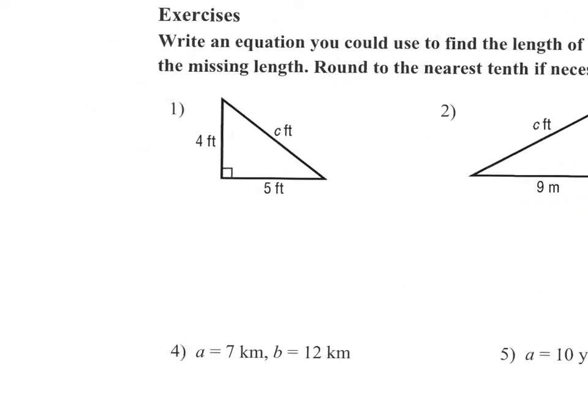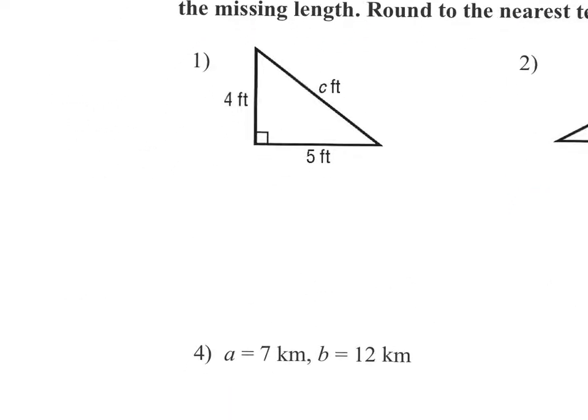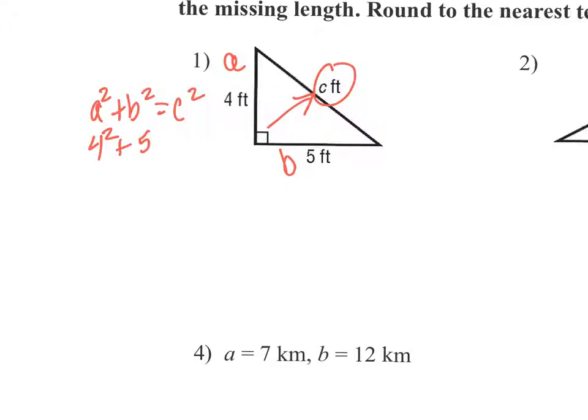Okay, so some exercises we can do together. So 4 can be A, this can be B, and we know this is C. It's always across from the right angle. And it doesn't matter which one is A and which one is B. So we can write our formula down: a squared plus b squared equals c squared. So I'm going to plug in this formula. So 4 squared plus 5 squared equals something squared.